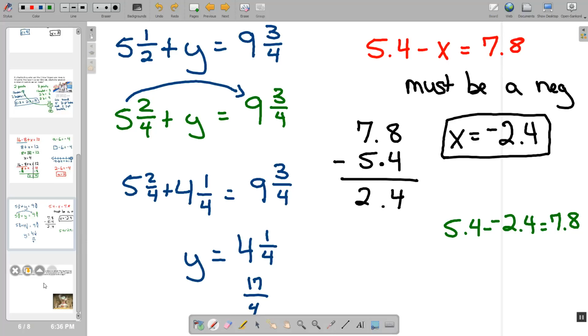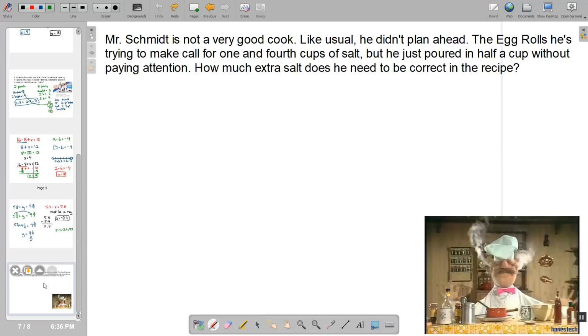Do one final story problem. So Mr. Schmidt is not a very good cook. Like usual, he didn't plan ahead. The egg rolls he's trying to make call for 1 1/4 cups of salt. When I see an important part of the problem, I like to underline it. But he just poured in half a cup without paying attention. I don't know. Sometimes I get really excited. I just start throwing stuff in before I know what I'm doing. How much extra salt does he need to be correct in the recipe?